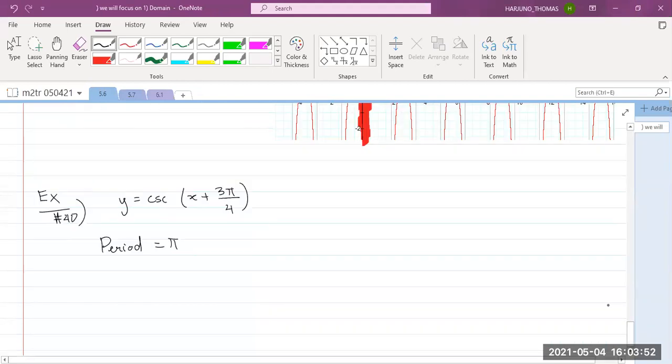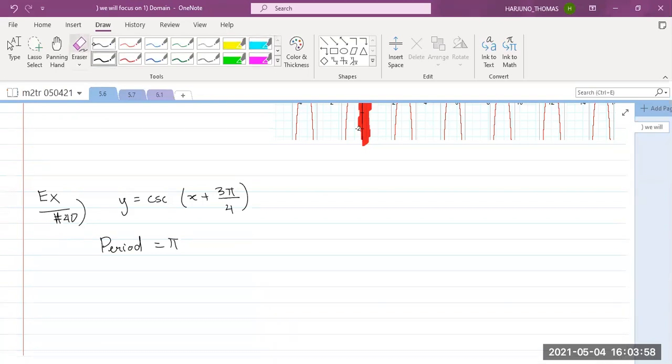Okay, let's see number 40. Y equals to cosecant x plus 3 pi over 4. The period is pi. That one is easy. The period is pi over the coefficient of the angle. Here the coefficient is 1, so the period is the same. Actually, we can say that this is the phase shift, negative 3 pi over 4. How about the asymptotes?